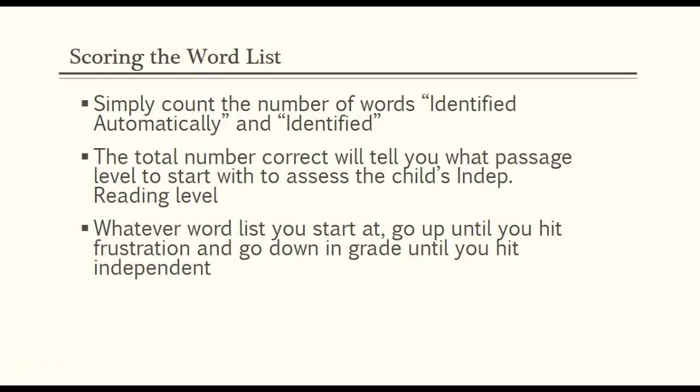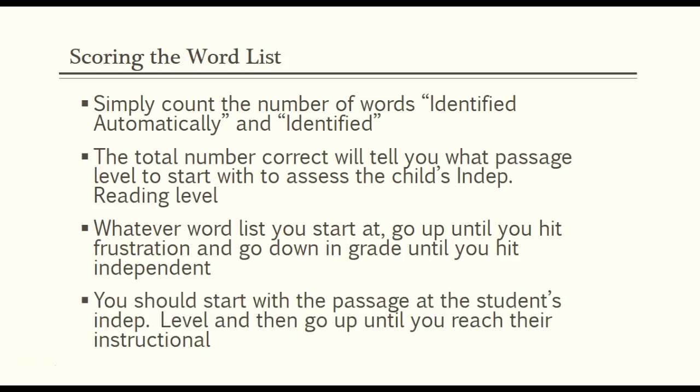So there was some confusion previously with a grad student, where they thought you give the word list and then you give that same level passage, and then you give the next word list and then the passage. No. You're giving all the word lists you need to find the student's instructional, independent, frustration level. So again, start 2 years below your child's grade level, and then go up until you hit frustration and down until you hit independent.